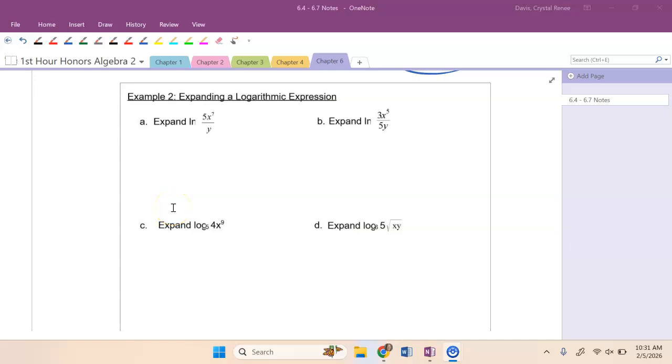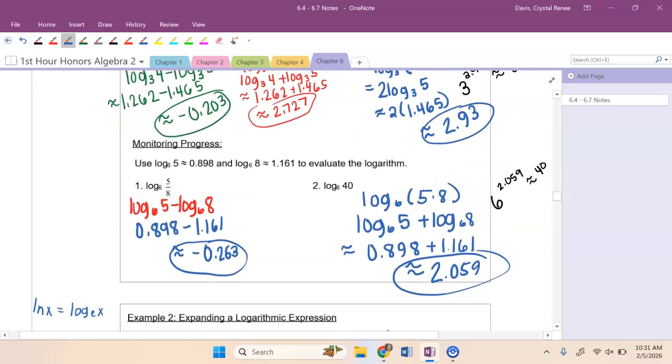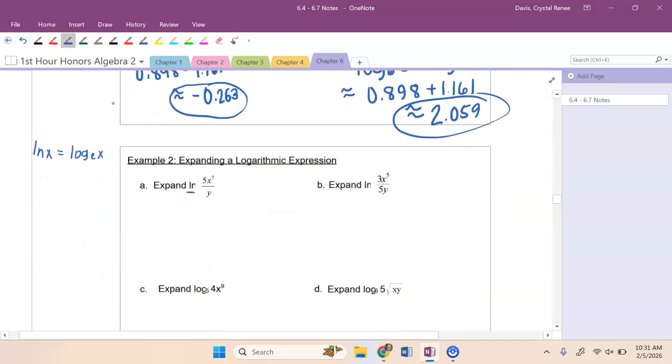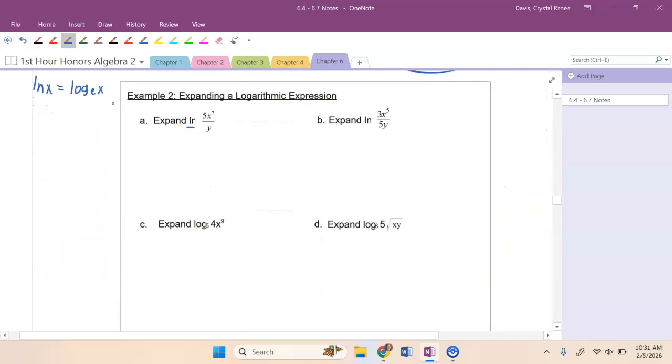All right, so this is the second part of section 6.5, and here we're going to expand a little more complicated logarithms. Now some of you are looking at this thinking, well, that's a natural log. Well, remember, natural log of x is the same thing as log base e of x. So yes, we can treat natural logs the same way as we did up here when we had logs with a different base. This is just with a log base e.